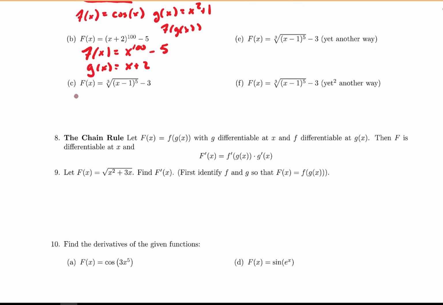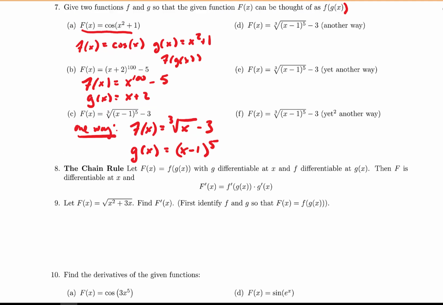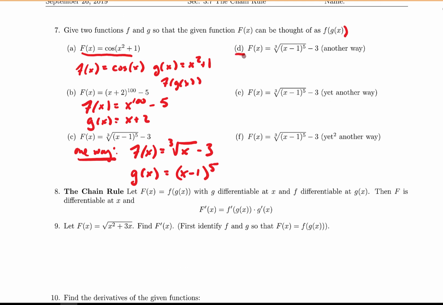So this is just one way we could think of this as being a composition of functions: let's call the outside function the cube root of x minus 3. Well, if that's the case, then that would make the inside function x minus 1 to the 5th. And notice if I input the inside function, g of x, in for x here, I will end up with the expression for capital F. So I want you to come up with another way of doing this, so that'll be for you to do.